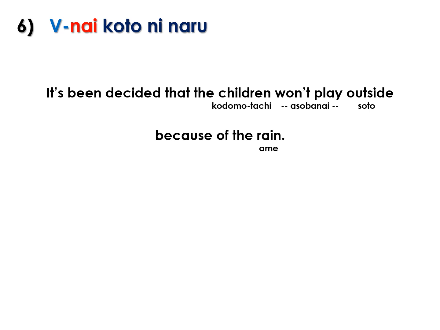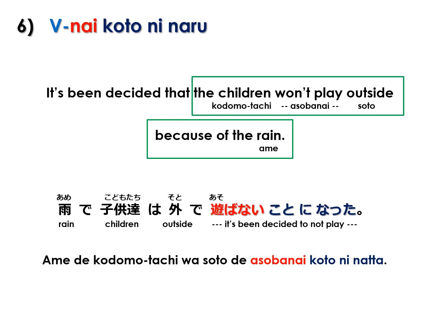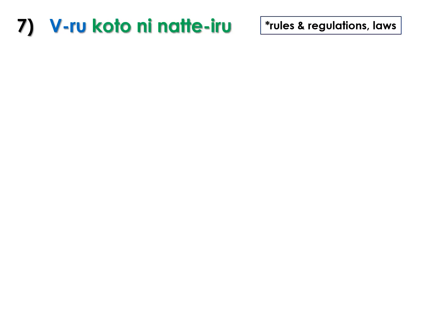Last example, it's been decided that the children won't play outside because of the rain. We nominalize the children won't play outside because of the rain. In Japanese, 雨で子供たちは外で遊ばないことになった。 Next conjugation is ることになっている. Remember that this structure is used to express rules, laws, and regulations.